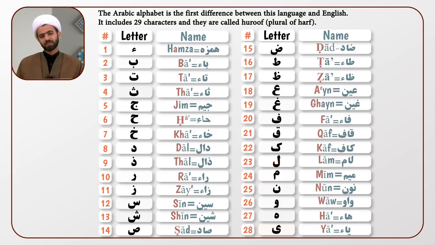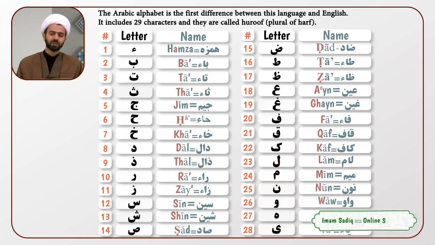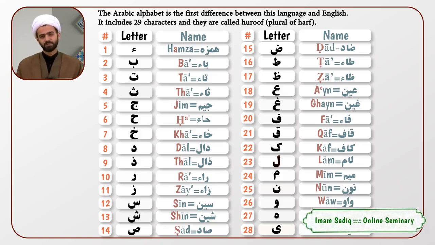And as a matter of fact, the alphabet is the first difference between Arabic and English. In Arabic, the whole alphabet includes 29 characters, unlike English, also unlike Farsi and some other languages. You have 29 characters. Every character in Arabic is called harf. Harf means character. And the plural form of harf is huruf. So huruf means characters of the alphabet.